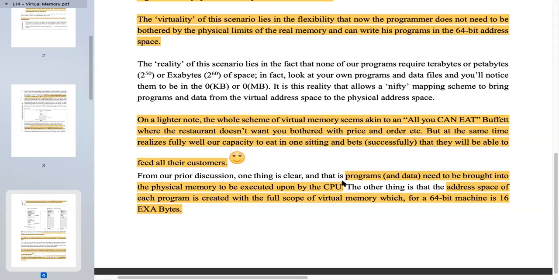So one thing is pretty clear, that the program and the data that the application needs has to be brought into the physical memory to be executed upon by the CPU. This is a ground truth from what we have learned. Even if they say that it's a virtual memory or illusion, the ground truth is it has to be brought into the RAM for the CPU to access, right? And the other thing is that the address space of each program is created with a full scope of virtual memory, which for a 64-bit machine is 16 exabytes, which is 2^64. For a 32-bit machine, it is 2^32, which is 4 GB.